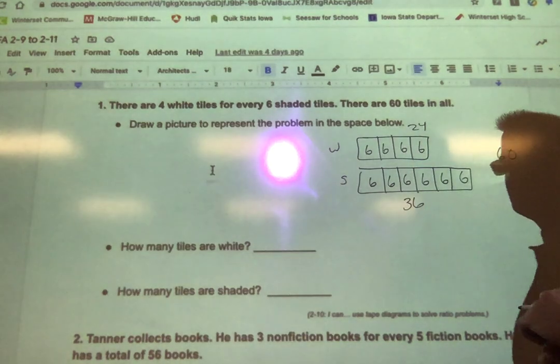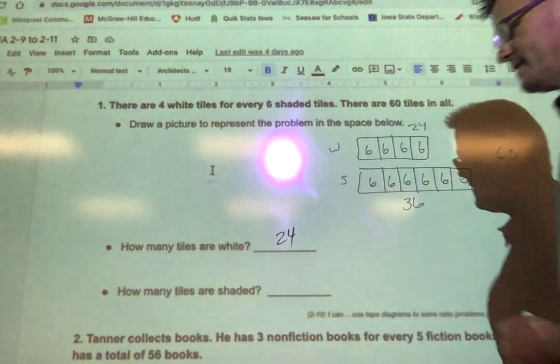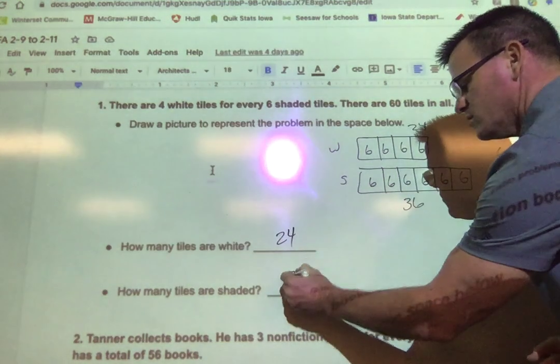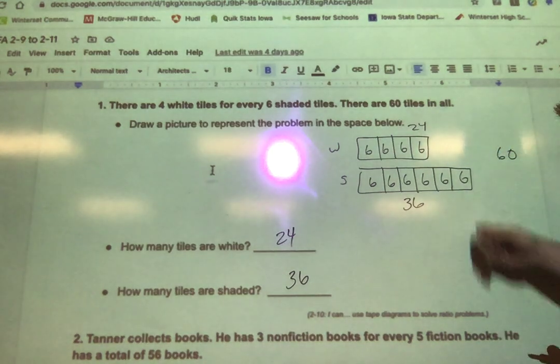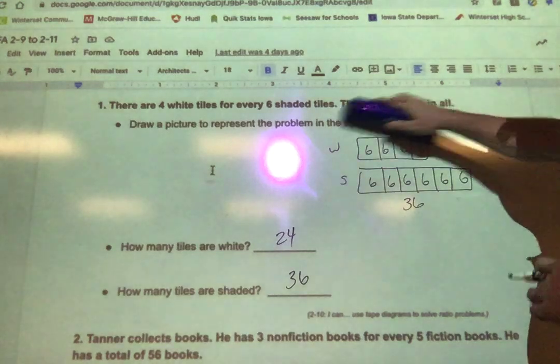And I know if I add 36 and 24, I get that total of 60 tiles there. So how many tiles are white? I'd have 24. And how many tiles are shaded? Would be 36. And I'll pause this video as needed when we're watching it to make sure you guys have time to draw and get these answers written in. So there's the answer for number 1, using that tape diagram to help us with our ratios.